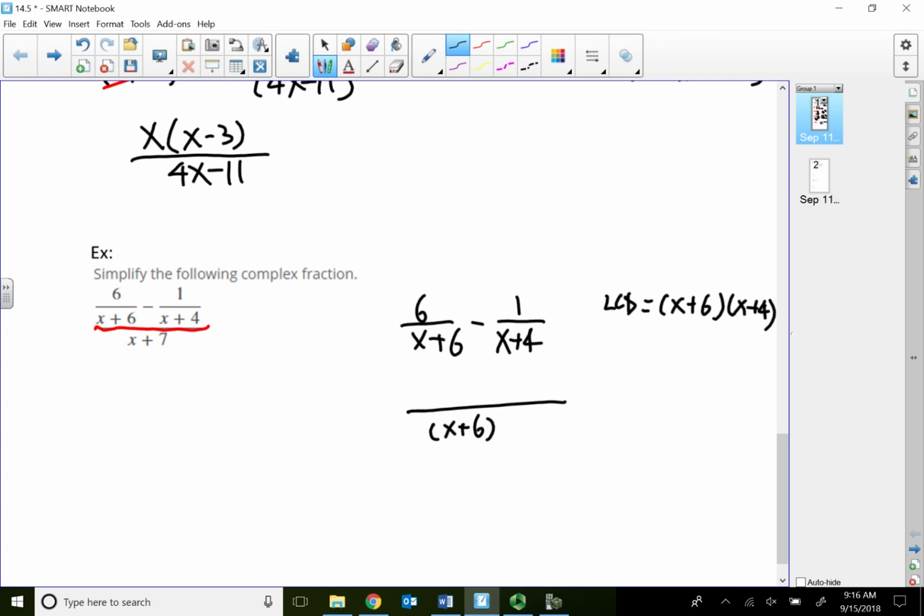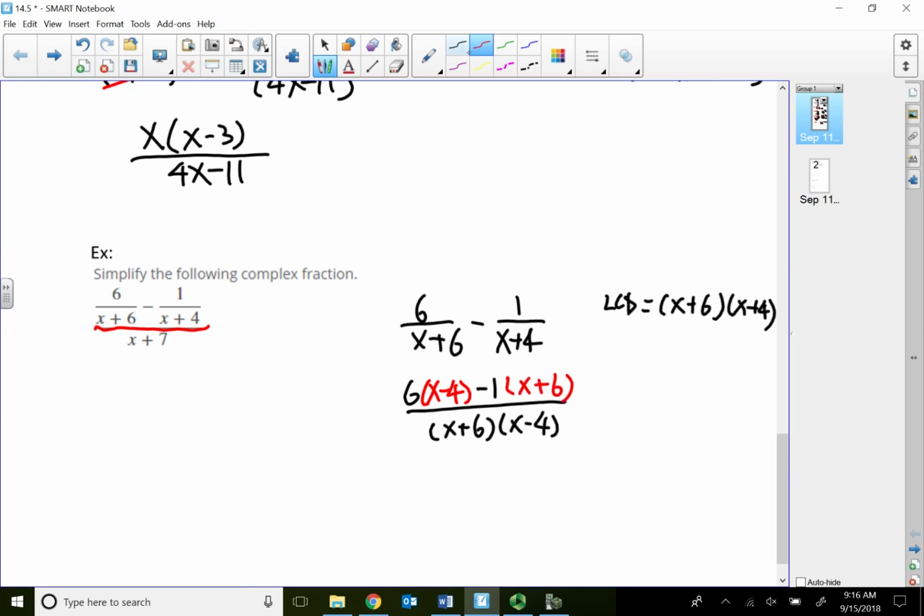x plus 6 times x plus 4. All right. What does the LCD have that my first denominator does not have, which is the x plus 4? We take that times my numerator 6, minus 1 times. My second denominator x plus 4 is missing the x plus 6, so the x plus 4 will go into the LCD x plus 6 times. We take that x plus 6 times the numerator negative 1.